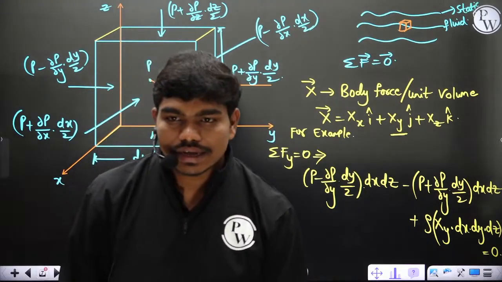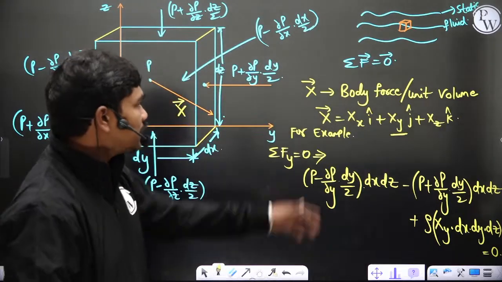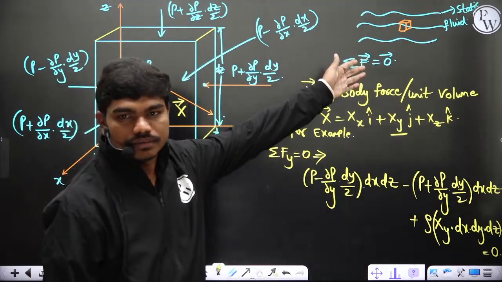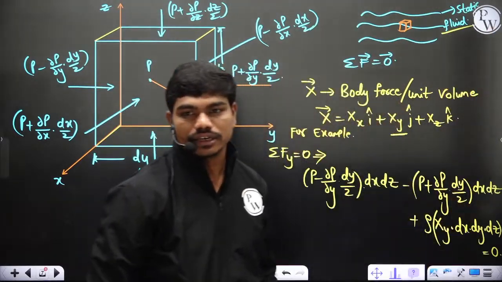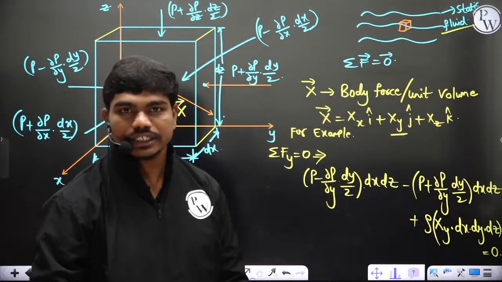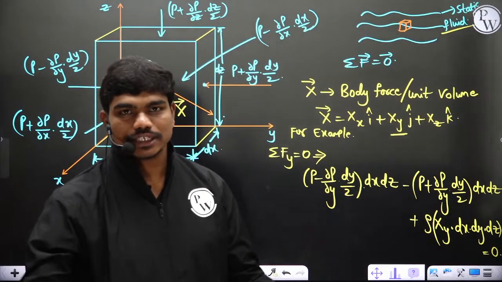Sir, Ax is zero because we assume the fluid is in static condition, no? Yes. This fluid is expected to be in static condition, so there is no acceleration to it. dv by dt is 0, because the net force has to be 0 obviously.